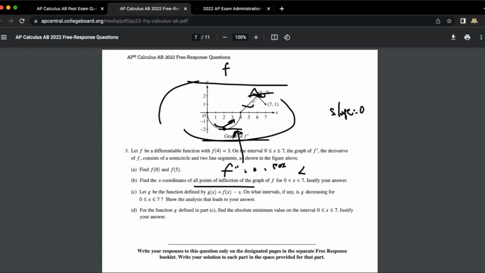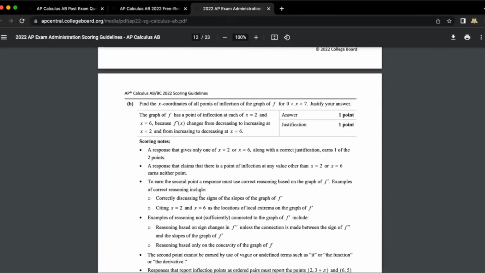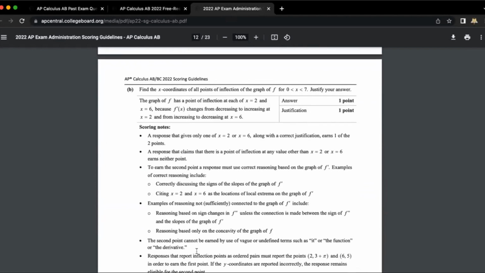Now, technically, in this situation, this would be a slope of 1, and then it would have a cusp point and it would jump down there. So 6 isn't exactly going to give you a point of inflection in a technicality. But let's go ahead and look here at their answers. Okay, so it has a point of inflection at 2 and 6, right? Because it changes from decreasing to increasing and increasing to decreasing.